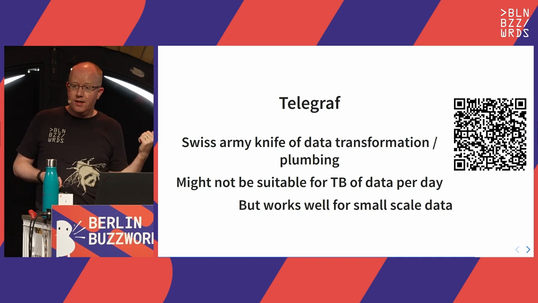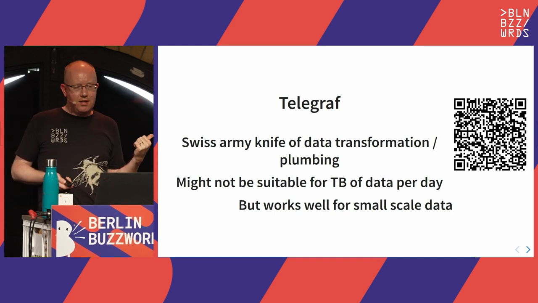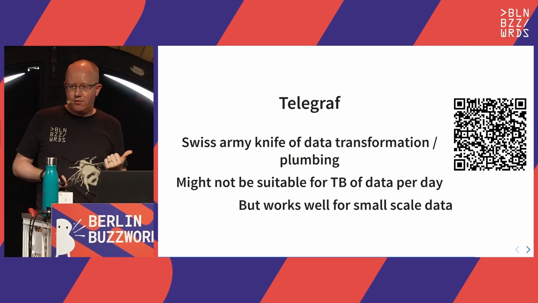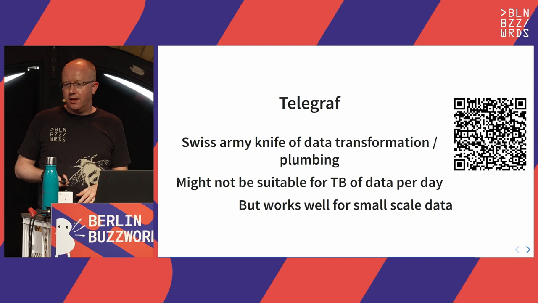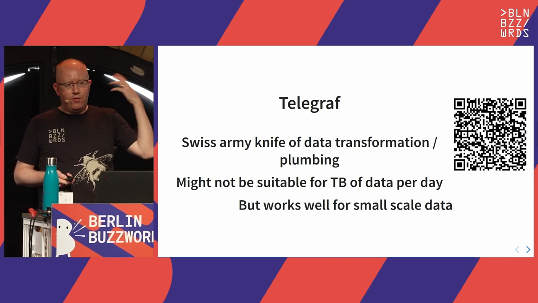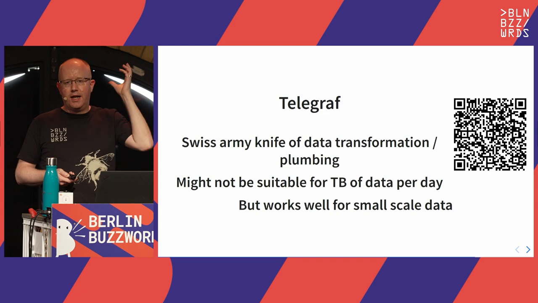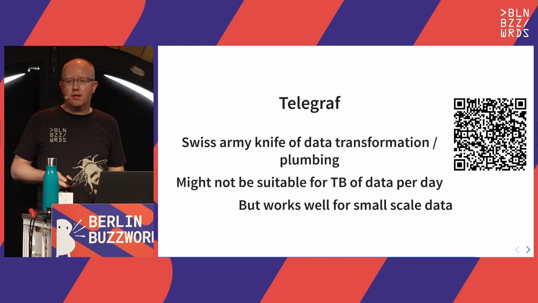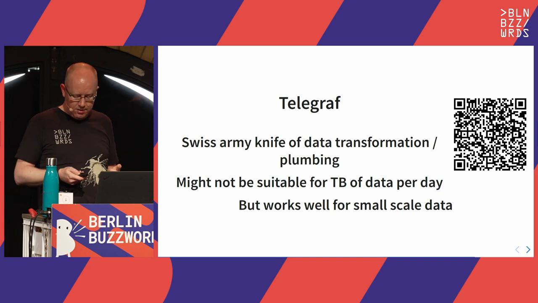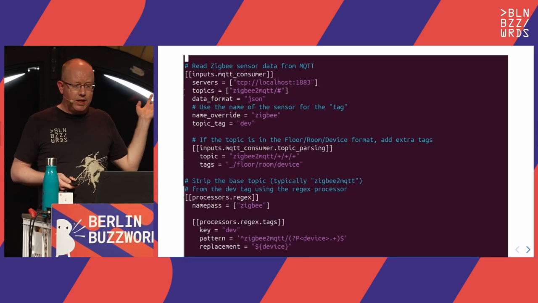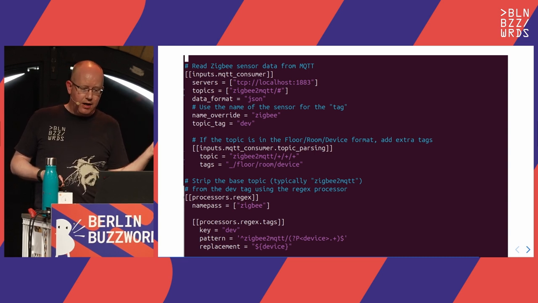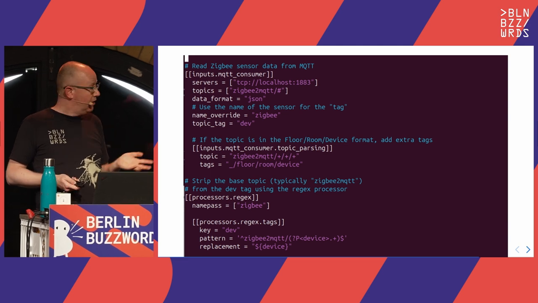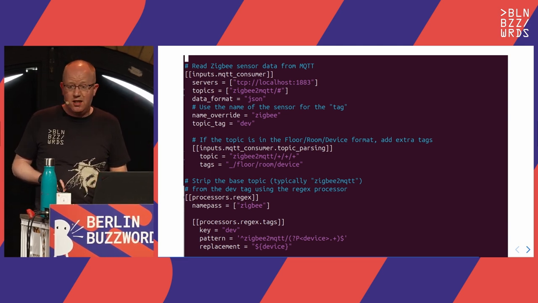Luckily, Telegraf is a Swiss army knife for patching data between systems and transforming it. I'm not sure I'd use it for a terabyte a day, but for 20 devices dotted around my house, it works beautifully. You can tell it to read from one device, or one topic, or one system, transform the data, change how it looks, and then post it onto something else. So, for example, this is everything we need to read from MQTT, change the format, and then place some new tags on it. I'd say it's pretty easy.